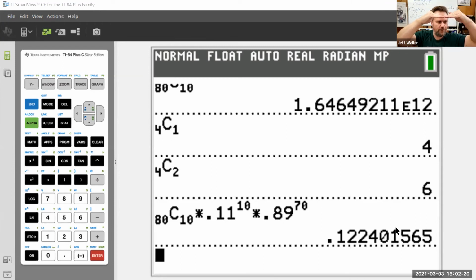I don't know if you guys are with me at all. So it's much better to do the whole formula at once and not have to try to keep track of the huge numbers. That's insane.